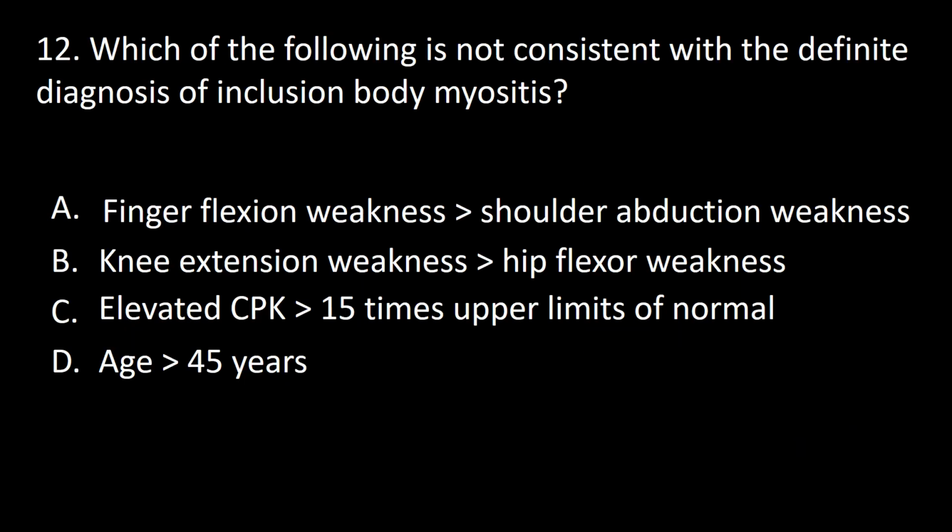Next question. Which of the following is not consistent with a definite diagnosis of inclusion body myositis? A. Finger flexion weakness more than shoulder abduction weakness. B. Knee extension weakness more than hip flexor weakness. C. Elevated CPK more than 15 times upper limits of normal. D. Age over 45 years of age.